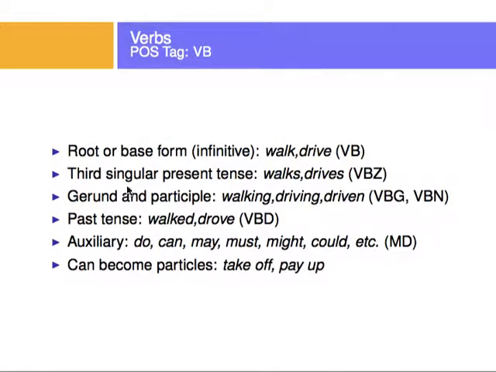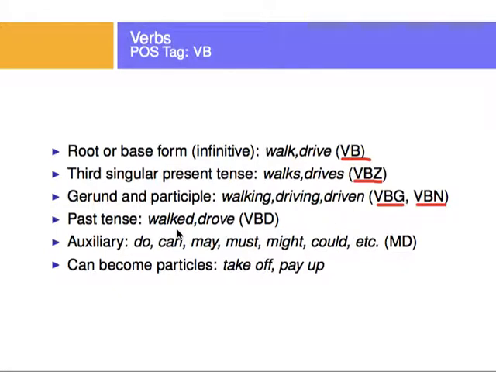So I can go over more verbs now. Verbs can have the base form, the infinitive, and that's going to be VB, like walk, drive. Now, third singular present tense. So for example, this is walks, drive. So this is the third person singular, walks, he walks, she drives. I can call that VBZ. Gerund and participle, so walking, driving, so ing, right? And then driven, that's the participle. This is the gerund, the ing, and this is the participle. So driven.